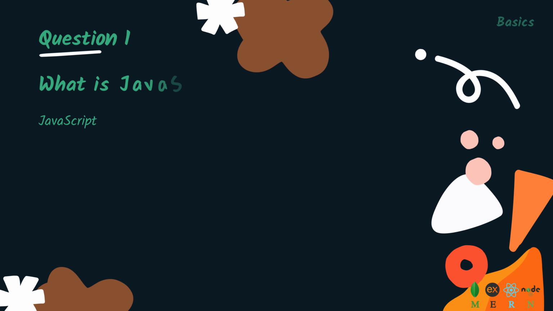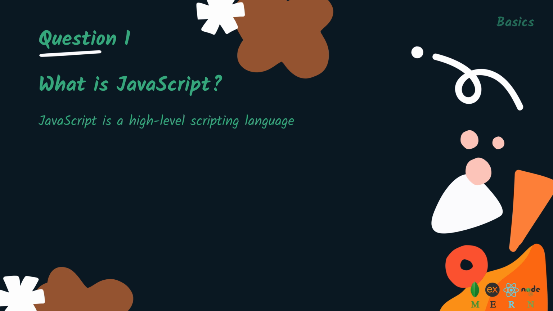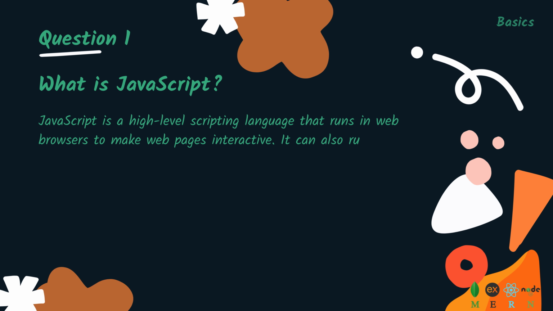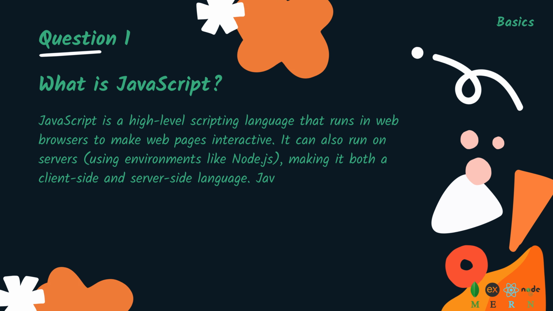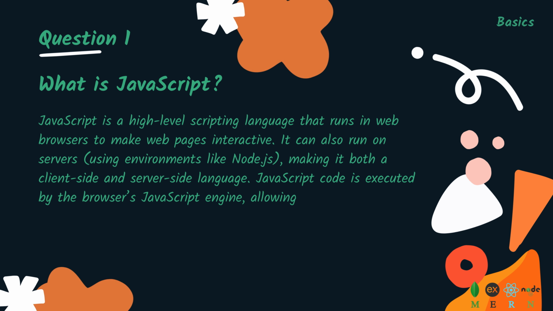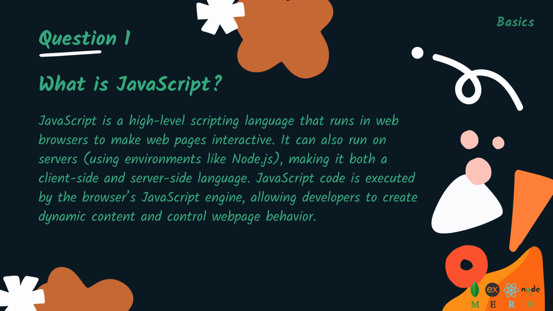What is JavaScript? JavaScript is a high-level scripting language that runs in web browsers to make web pages interactive. It can also run on servers using environments like Node.js, making it both a client-side and server-side language. JavaScript code is executed by the browser's JavaScript engine, allowing developers to create dynamic content and control web page behavior.